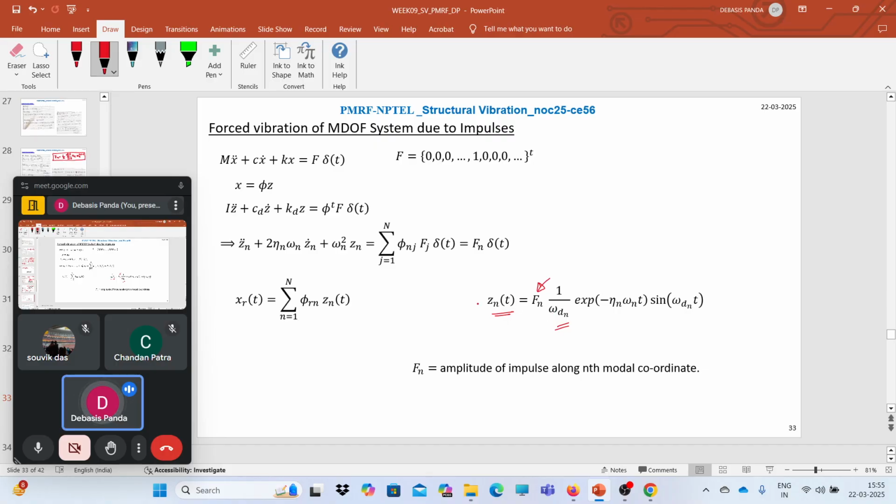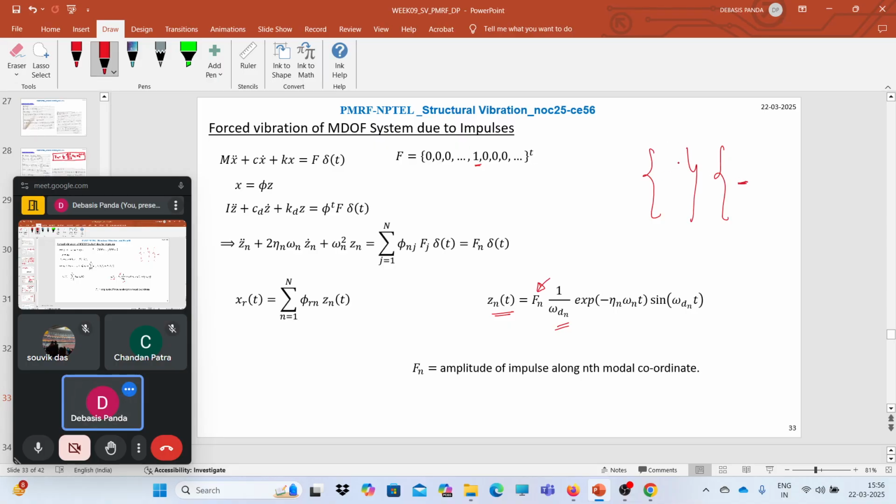Now once we have that Zn, let's say the load, the impulse, is acting on a particular degree of freedom. Say for example, here we have a 3 degree of freedom system, but the force is acting only on the second degree of freedom. So what do we need to do?